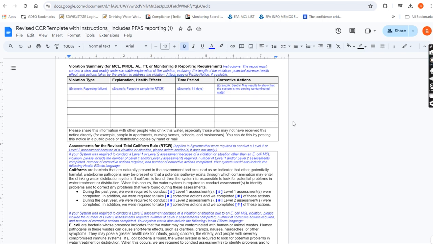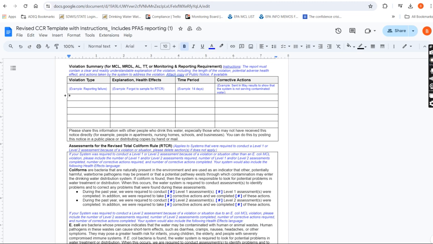Lastly is the violations section. So all violations related to maximum contaminant level exceedances, or MCL exceedances, for chlorine, action level exceedances, treatment technique violations, or monitoring and reporting of water quality data need to be included. So late submission of data to ADEQ also needs to be included in your violations section.